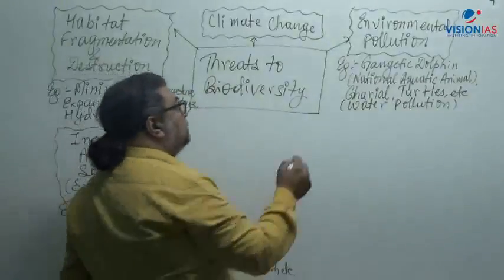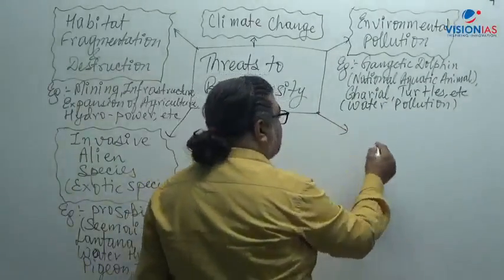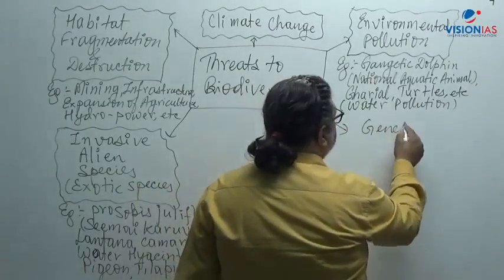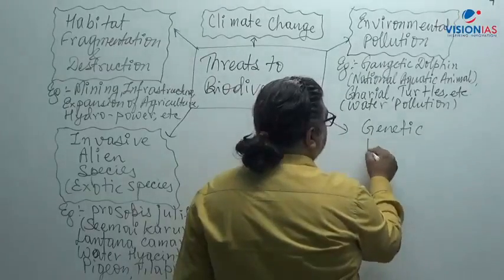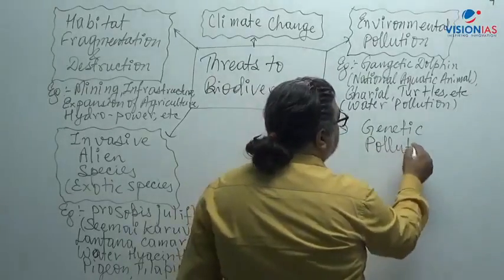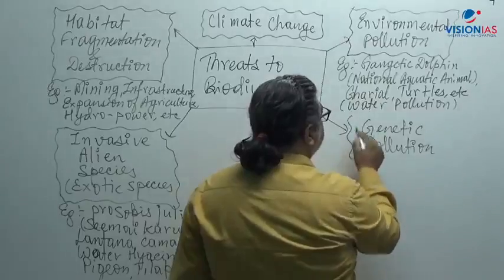Then apart from that, there's another type of pollution called genetic erosion, or genetic pollution. I'm using the word genetic pollution here. What is genetic pollution here?